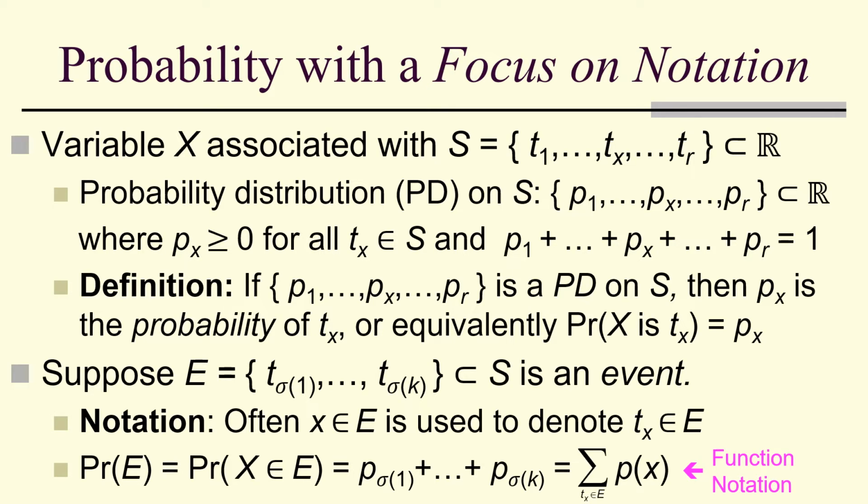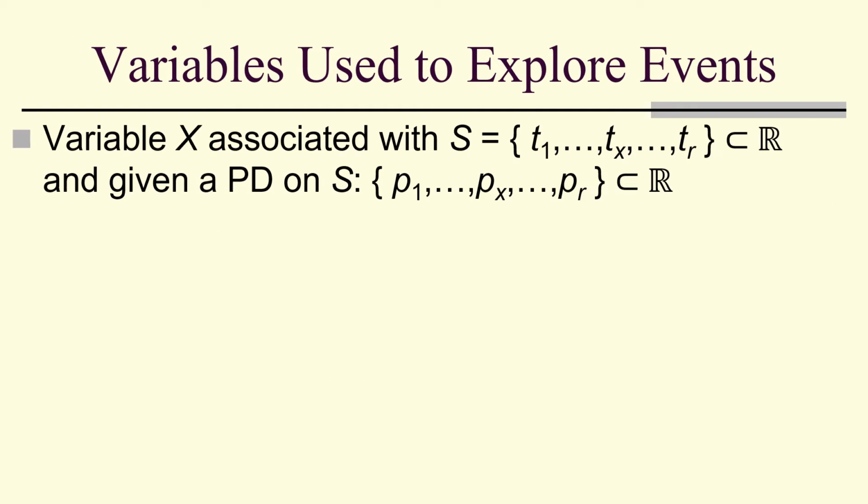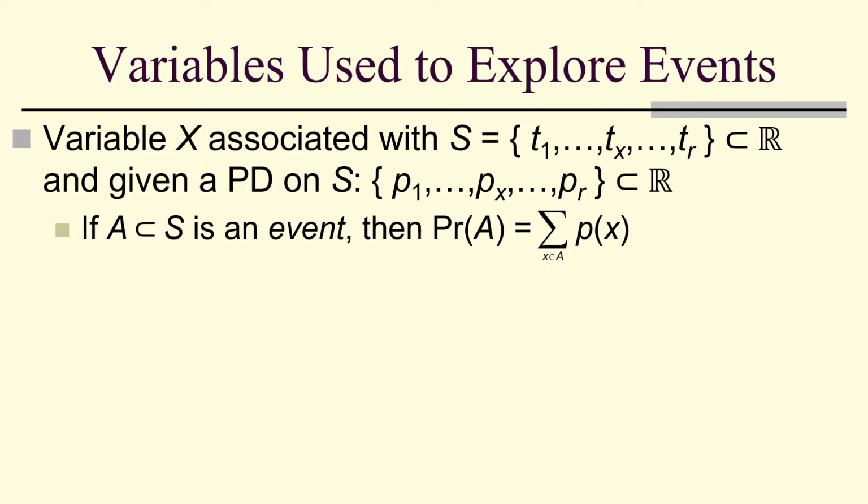This is what it looks like with function notation. And using our nice notation, we have a very nice representation. If E is an event, then the probability of E is the sum over x in E of P of x. So we can use variables to explore events. If variable X is associated with a sample space S, there's a probability distribution on S. And if A is a subset of S, then the probability of A is the sum over the x in A of the probabilities of x.